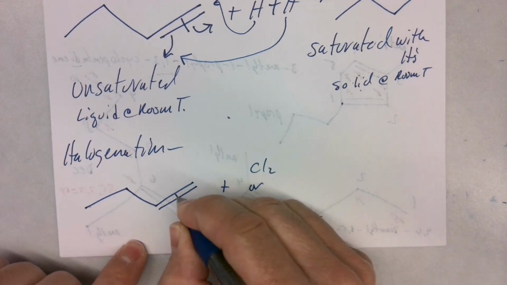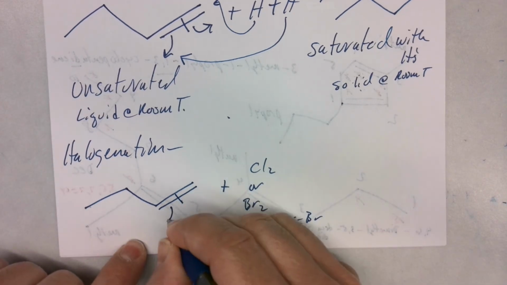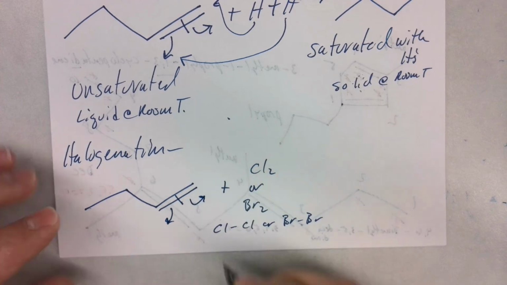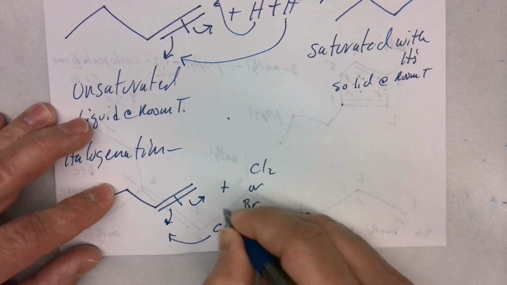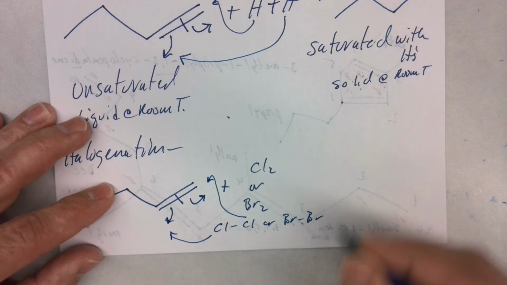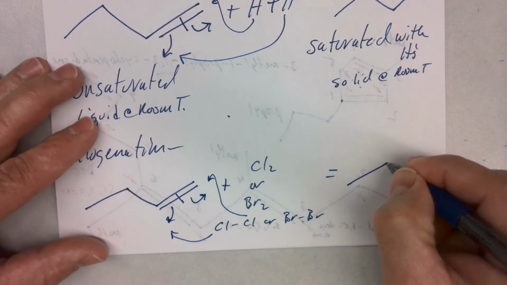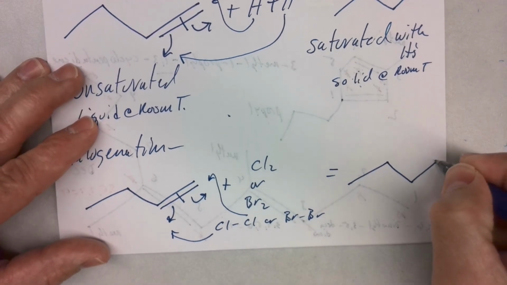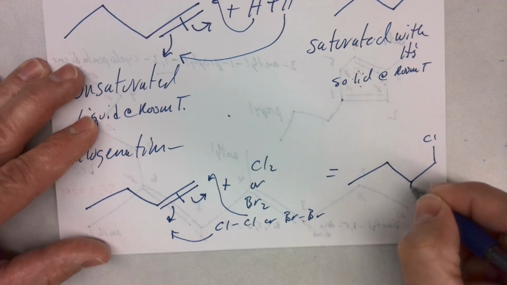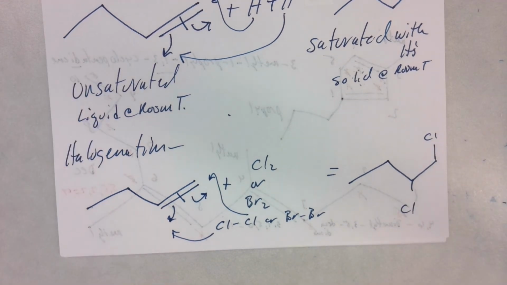Okay? This bond is going to break. It's going to open there, and it's going to open there. You're going to get one Cl there and one Cl there, and you would end up with something that looks like this, and you would end up with a Cl and a Cl like that. Okay? And halogenation does a couple of things.